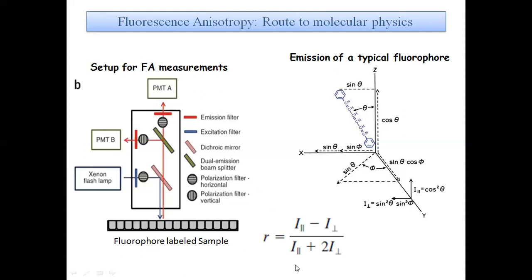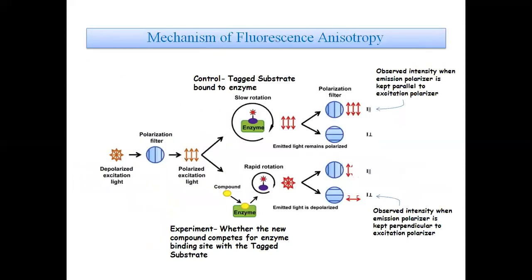This r is the anisotropy formula. And this I parallel is the intensity observed when the emission polarizer and the excitation polarizer are kept parallel. So this is the mechanism of fluorescence anisotropy.